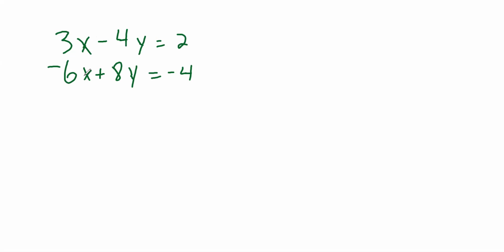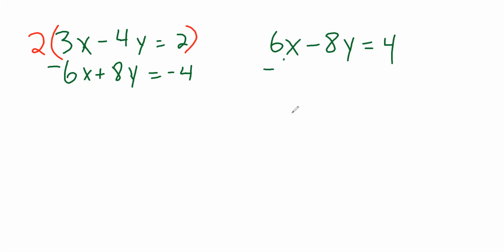Now, looking at this again, if I multiply my first equation by 2, this will become positive 6x. We already have negative 6x down here. That's why I chose 2. And then when I add them together, my x is going to get eliminated completely, leaving me with 6x minus 8y equals 4. On bottom, negative 6x plus 8y equals negative 4.